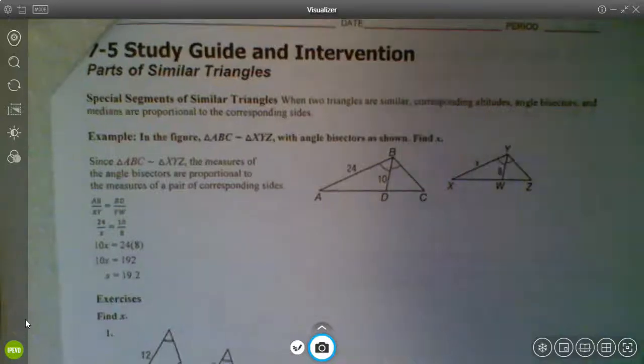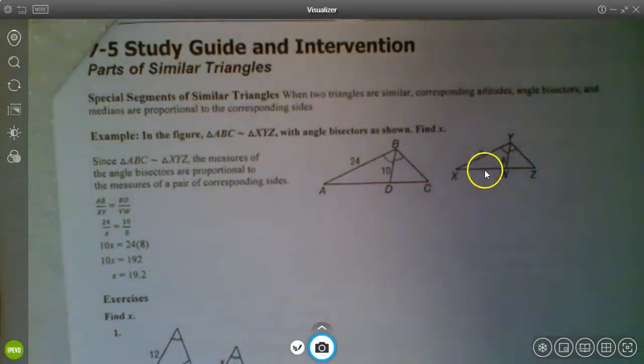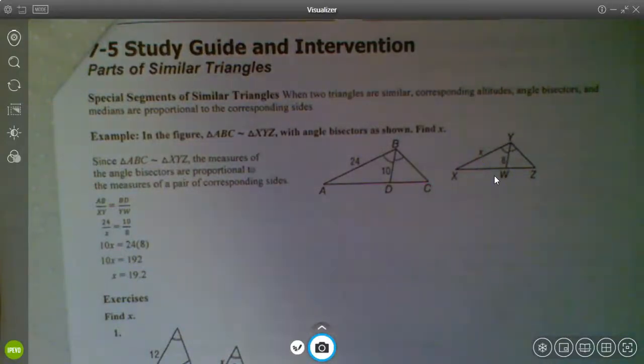Right, today we're taking a look at lesson 7.5. Just a little more with proportions and similar triangles. There's a little bit of a different look to these, but you're going to see real quick here that the math here is extremely similar to what we've already been doing.